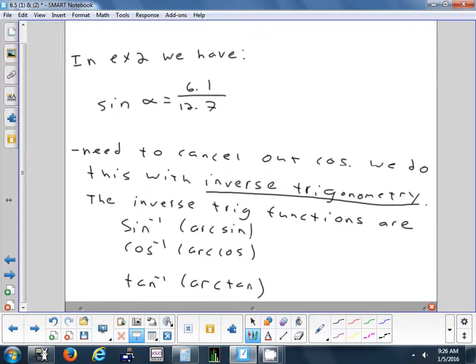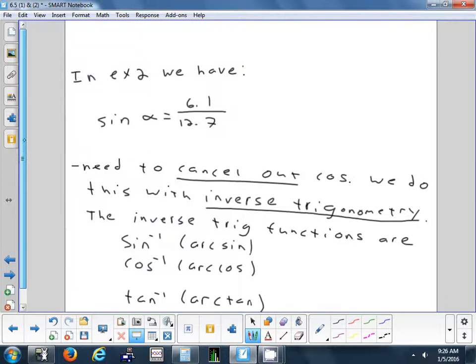So we're going to go back to our problem and see if we can cancel out what we have and get the variable by itself. That says to cancel out cosine. Does it mean sine? Oh yeah, because we did the other one first. We're going to do cosine next. We just switched the order we did them. So we're going to cancel out sine with inverse trigonometry.